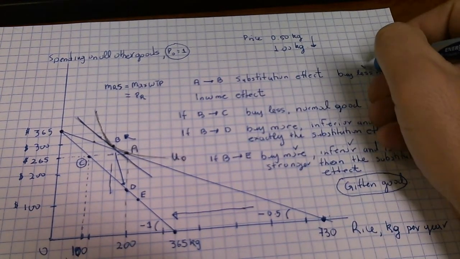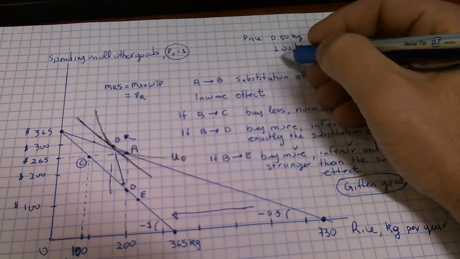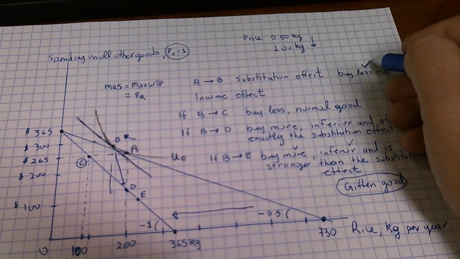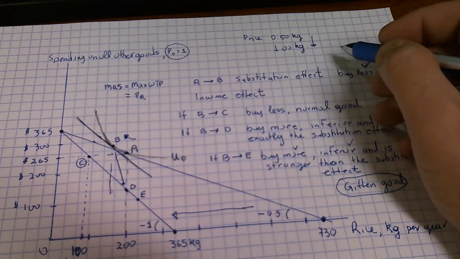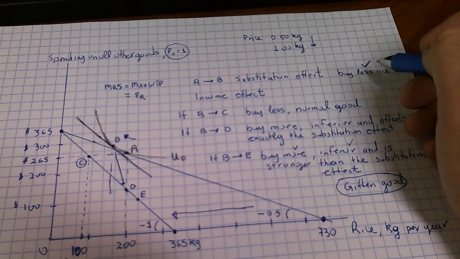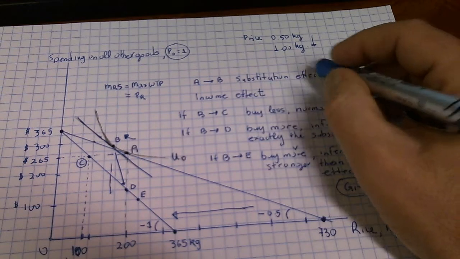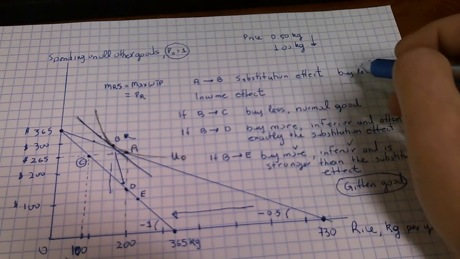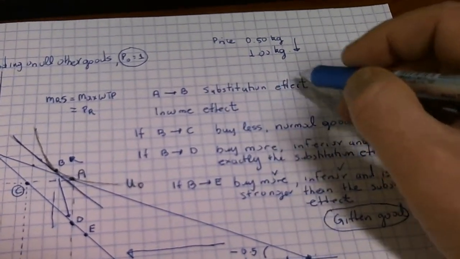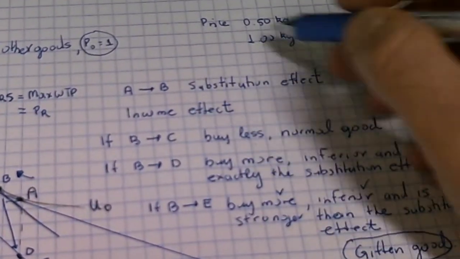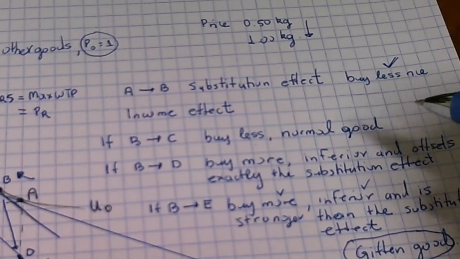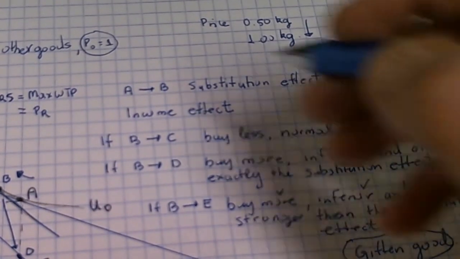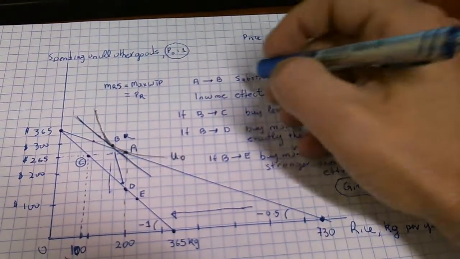The substitution effect says buy less rice. When the price of rice goes up, you buy less rice, which is the law of demand. And it's always like that. If the price went down, he would buy more rice. So the substitution effect moves in the opposite direction to price: it has a negative relationship between price and how much you buy. Okay. So from A to B is the substitution effect.